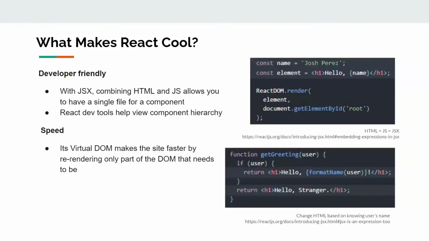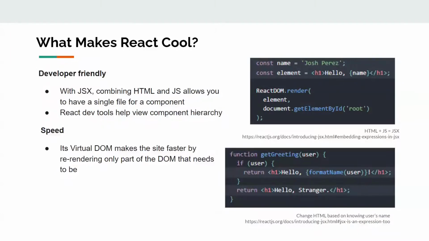We've looked at what makes React useful. Now let's look at what makes React cool. One point is developer friendliness. JSX, combining HTML and JavaScript, allows you a single file for a component. Also, React Dev Tools help you view component hierarchies. As you can see on the right here, we can use a variable called name and include it in our HTML code, called hello name.